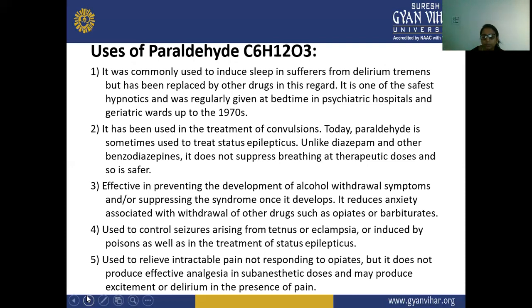Paraldehyde is also used in controlling seizures arising from tetanus or eclampsia. Eclampsia is the condition in which pregnant women become unconscious, or it is induced by poison, as well as in the treatment of status epilepticus. It is also used for relieving intractable pain not responding to opiates, but it does not produce effective analgesia in some anesthetic doses, and may produce excitement or delirium in the presence of pain.